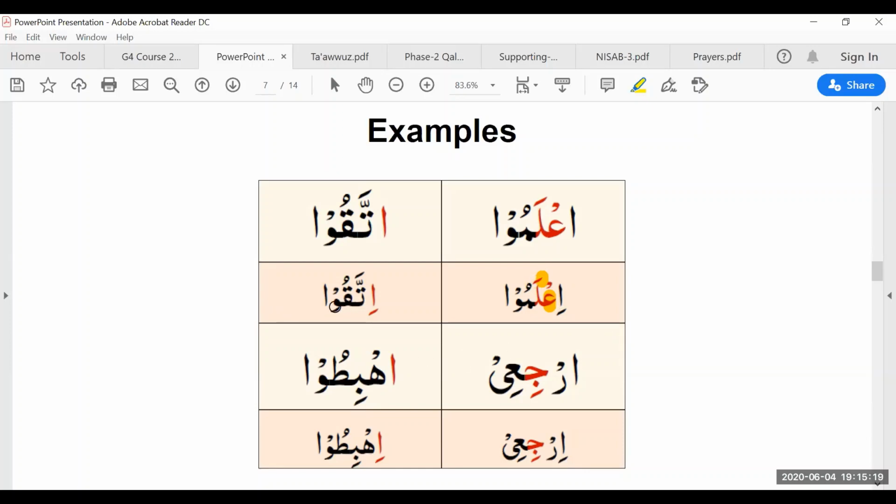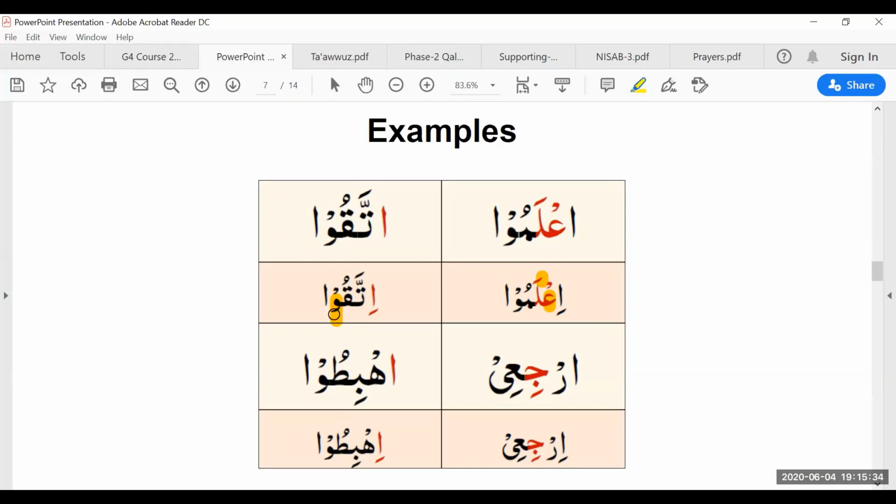Okay, so I'll ask both of you. L215, you prolonged here. I have highlighted it for 2 seconds. Why did you prolong it for 2 seconds? Because it's a vowel madda.